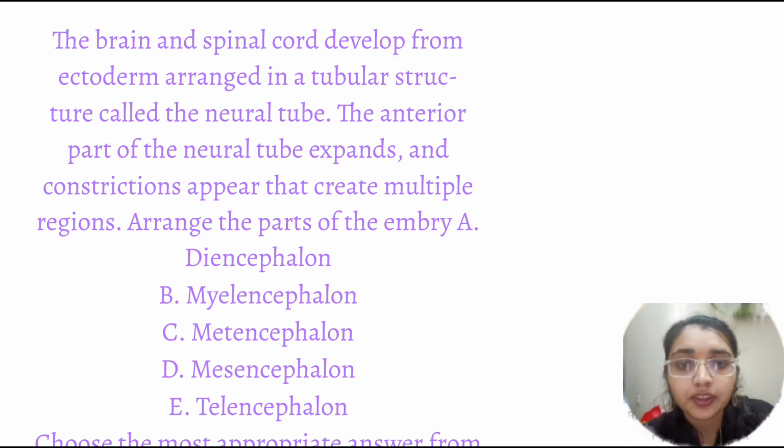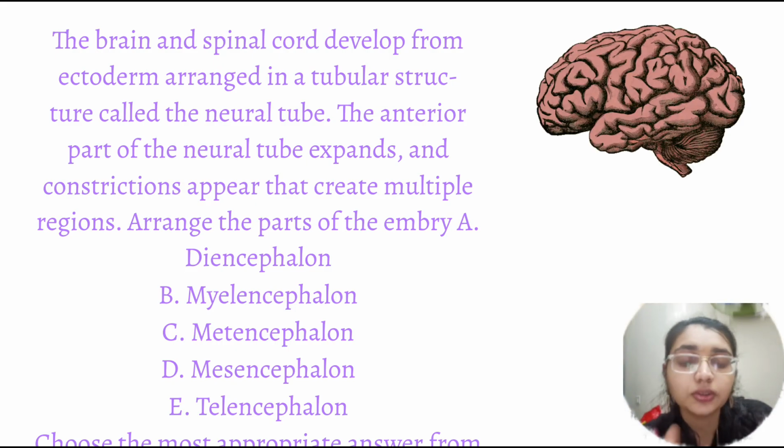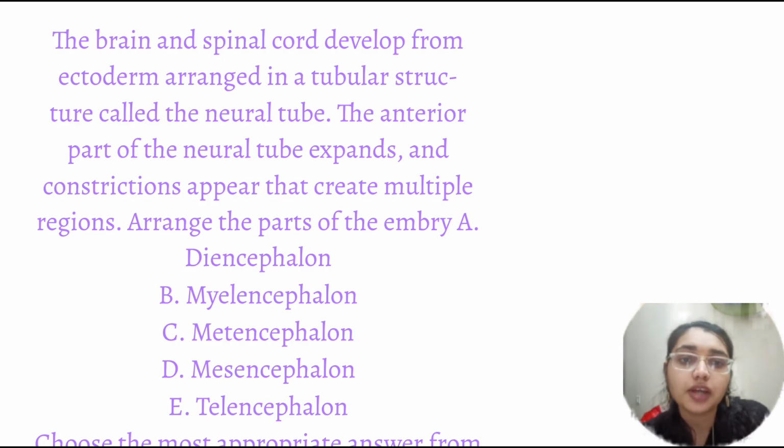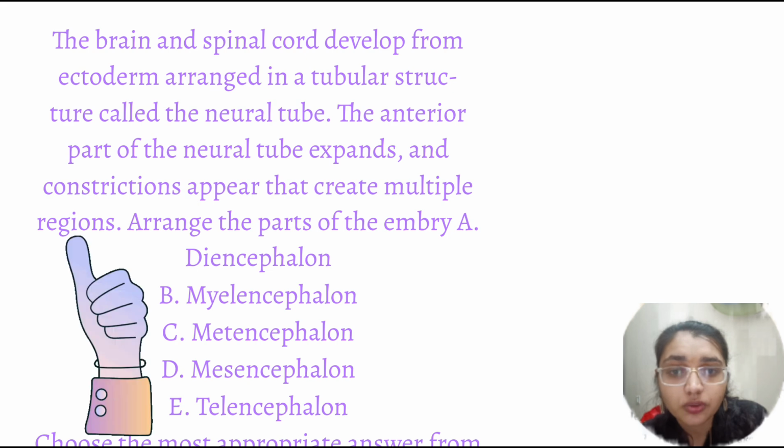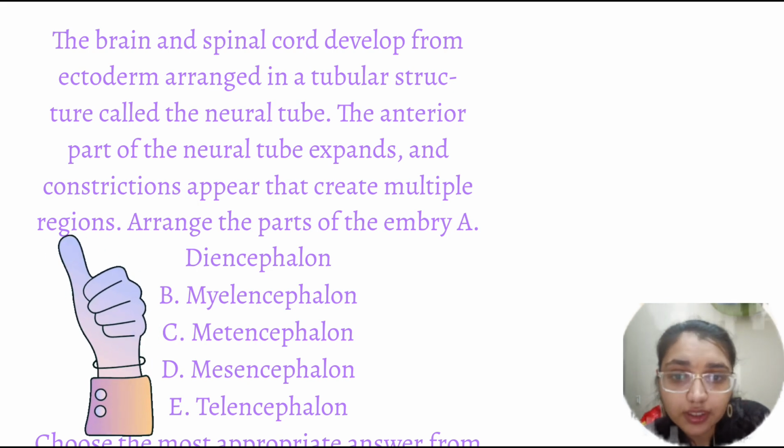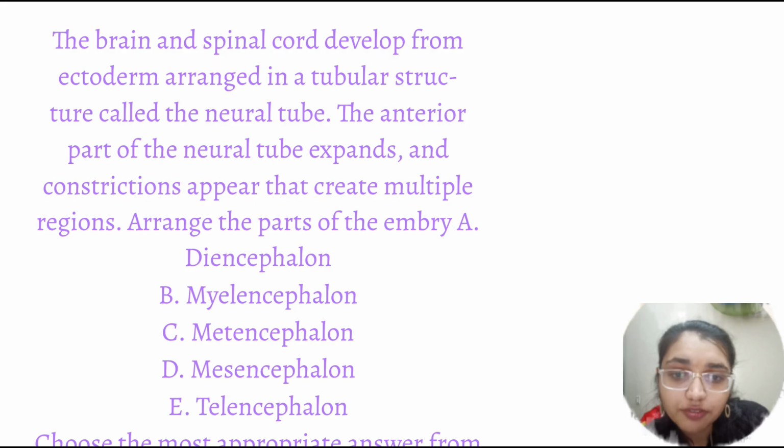Here we can see the brain and spinal cord develop from the ectodermal arrangement in a tubular structure, called the neural tube. The anterior part of the neural tube expands and constrictions appear that create multiple regions. Arrange the parts of the embryonic brain chamber in the 5th week of the embryo from top to bottom. So here first is which one? E, that is Telencephalon, then Diencephalon, then Mesencephalon, then C is the Metencephalon, and B, that is Myelencephalon.